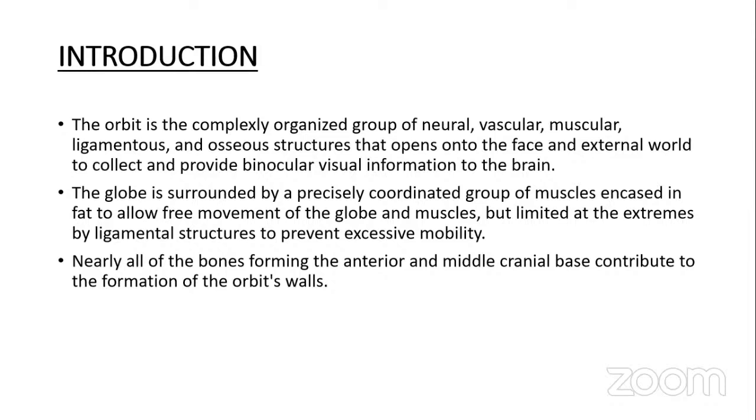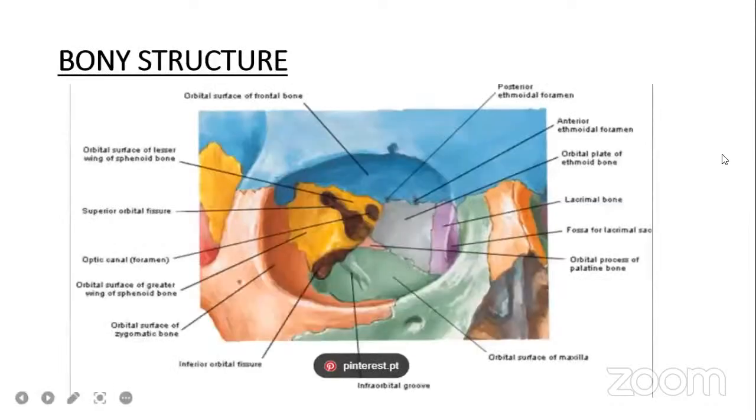Nearly all bones forming the anterior and middle cranial base contribute to the formation of the Orbit's wall. So here's the diagram. Basically, the Orbit is mainly formed by 7 bones, namely frontal, zygomatic, maxillary, lacrimal, palatine, ethmoid, and sphenoid bones. Here it is showing the superior orbital fissure and inferior orbital fissure lying between the greater and lesser wing, while the optic canal is here. And here is the fossa for the lacrimal sac.